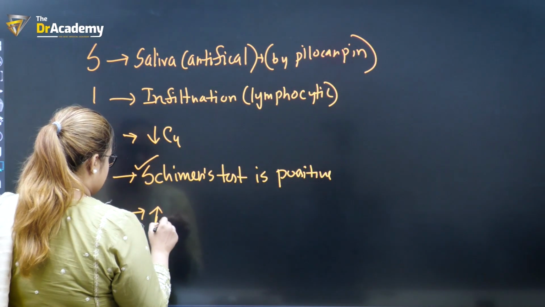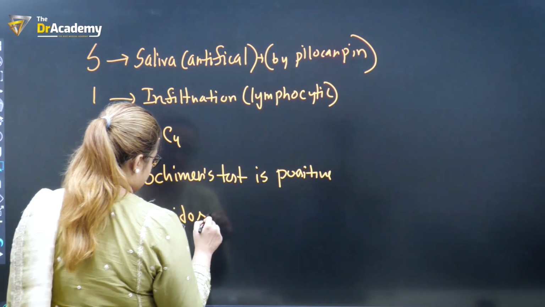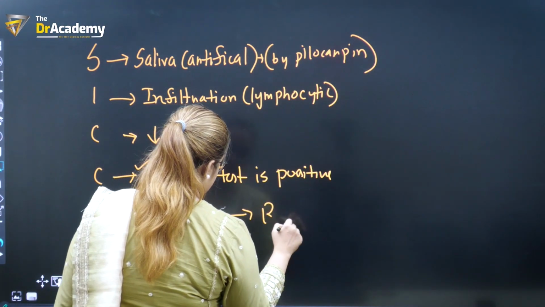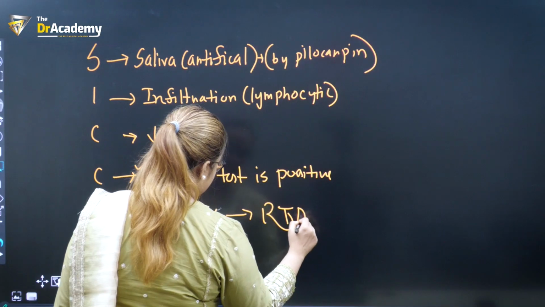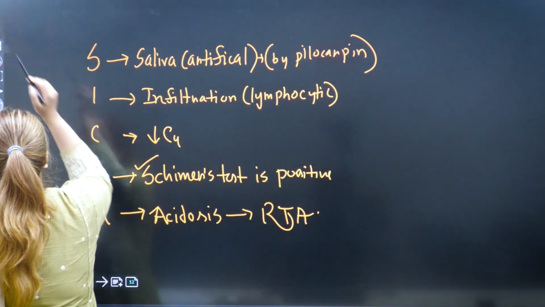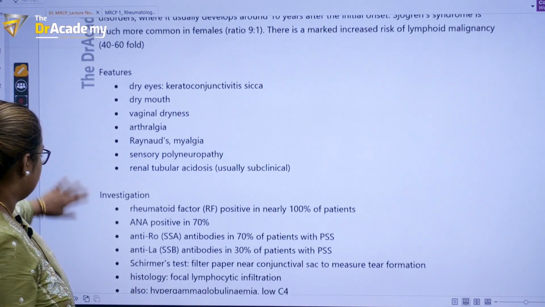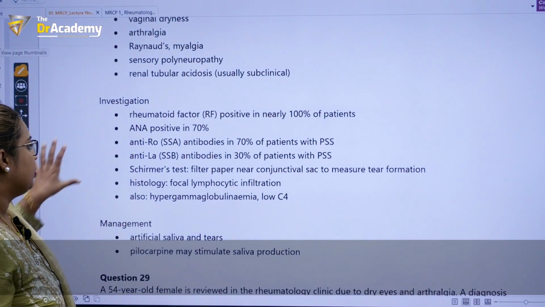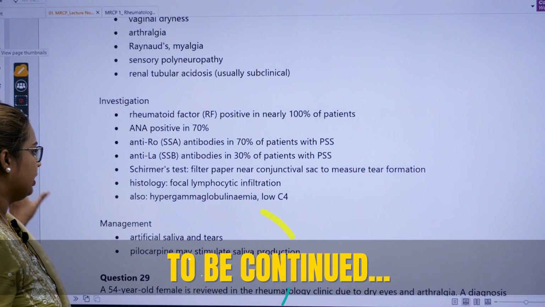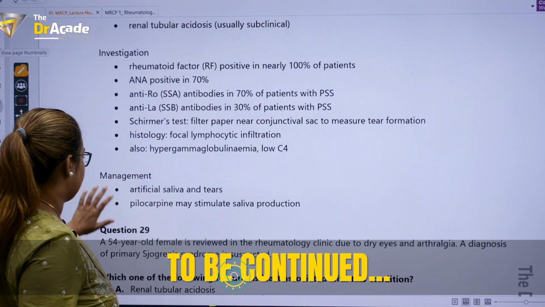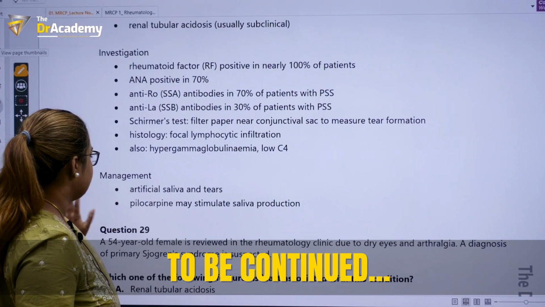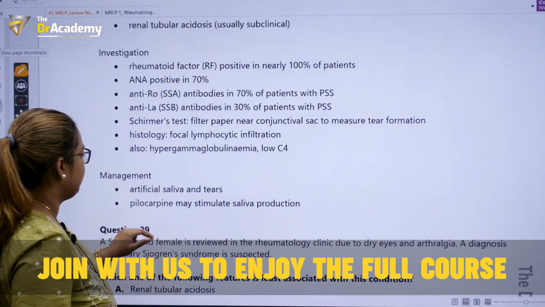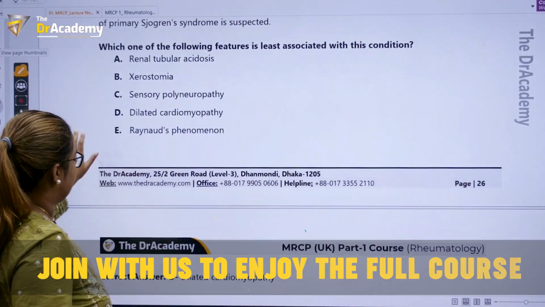And another is acidosis, renal tubular acidosis. Okay, and all the antibodies we have already known are positive, and the management is mainly artificial saliva, and pilocarpine may stimulate saliva production.